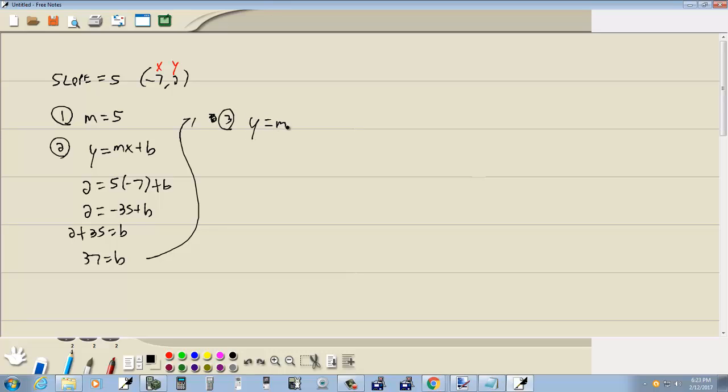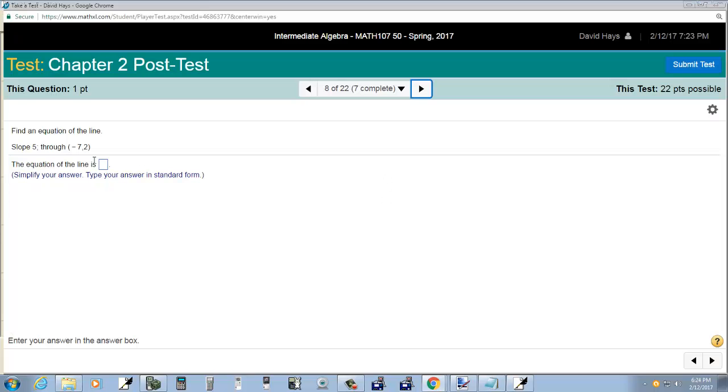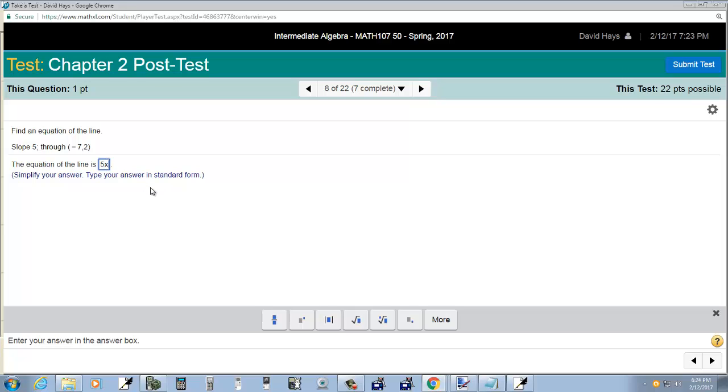Step 3. Plug in m from step 1, which is 5. Plug in b from step 2, which is 37. And we get this, but they do want it in standard form. So I'm going to take the y over to the right side and 37 over to the left. Again, typically the number in front of the x should be positive if this book follows normal conventions. Though you'll find everybody seems to have a different convention in that regard. But we'll see the answers here shortly.